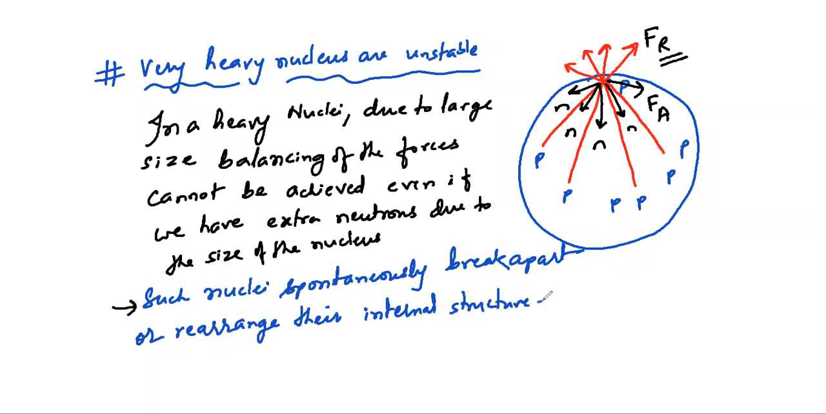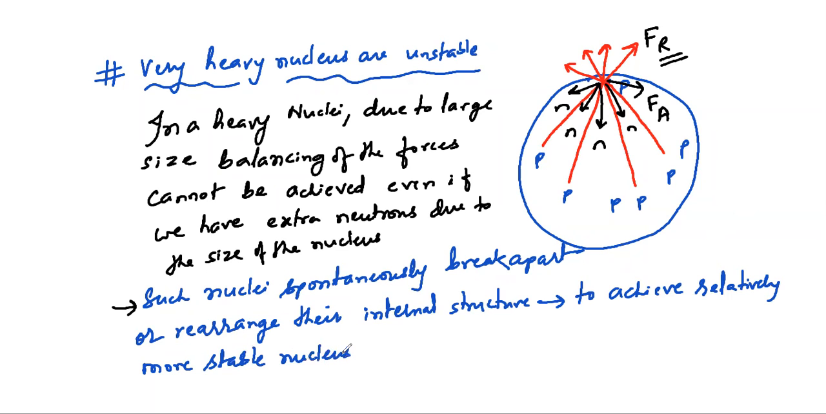But why will they rearrange? To achieve what? What do they want to achieve? Tell me. Stability. Yes. So to achieve a relatively more stable nucleus, they will make some internal changes. The nucleus will undergo some changes, and this phenomenon is called radioactivity.